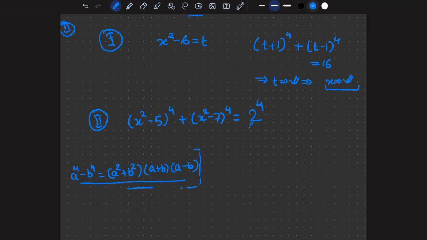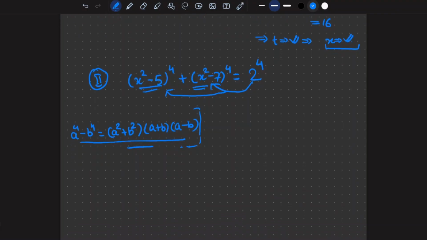So what I thought was, let us move 2 power 4 to this side, but then I had a problem. Will I club it with this term or will I club it with this term? So I was like, let us make cases and club it separately. So in the first case, I'm clubbing it with (x square minus 5) power 4. So this bracket represents a square plus b square. I'm not going to calculate it because it is not going to be of any use. So here I'll be having a plus b, a minus b, right?